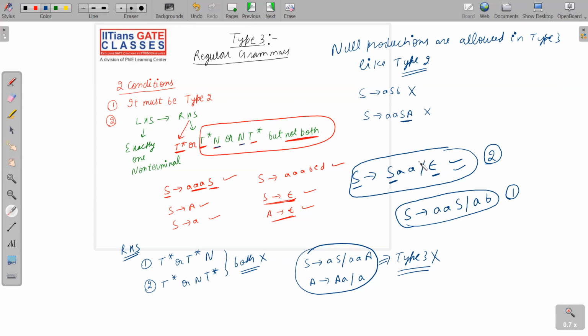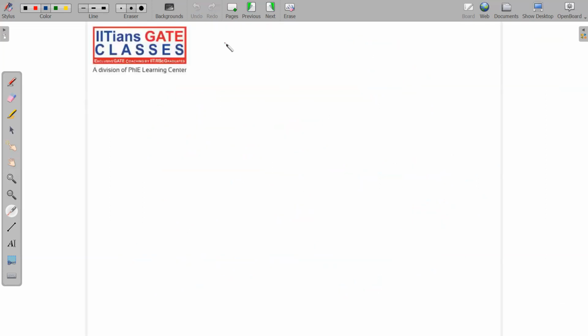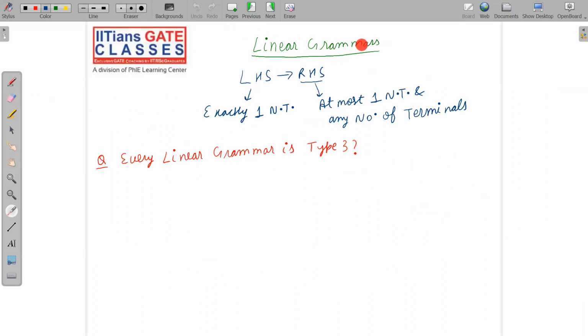Now there is no need to give you more examples. Let me tell you one more thing: we have linear grammars. The Chomsky hierarchy is over now; I am just shifting to one more topic so that you get more clarity. Linear grammars mean LHS has exactly one non-terminal, and RHS has at most one non-terminal and any number of terminals. Since LHS is exactly one non-terminal, it should be type 2. So every linear grammar is type 2. Linear grammar implies type 2.